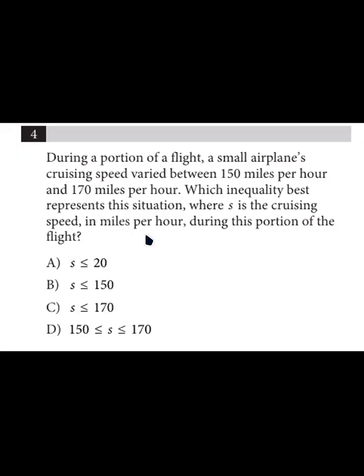Here's question 4. We're told that during a flight, the airplane's cruising speed, S, varies between 150 to 170. So 150 is less than or equal to the speed, which is less than or equal to 170. Which inequality best represents the situation where S is the cruising speed in miles per hour? The answer is D. 150 is less than or equal to S.